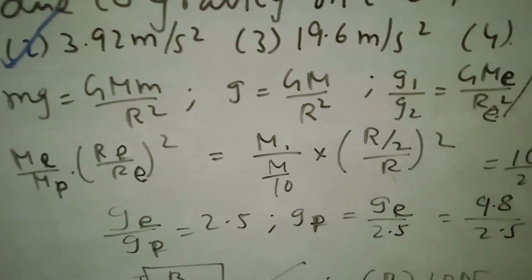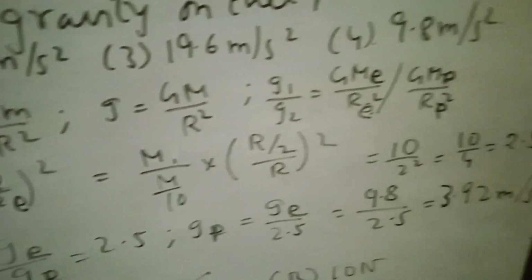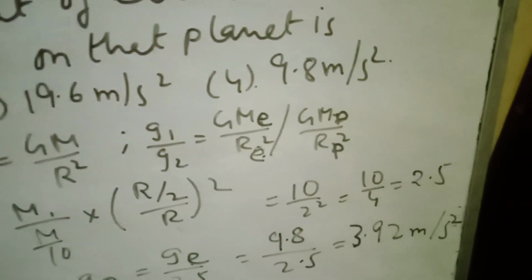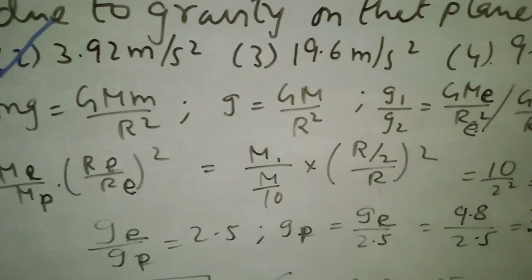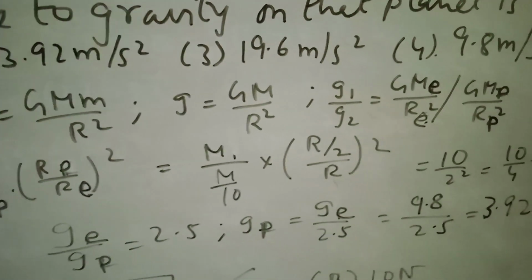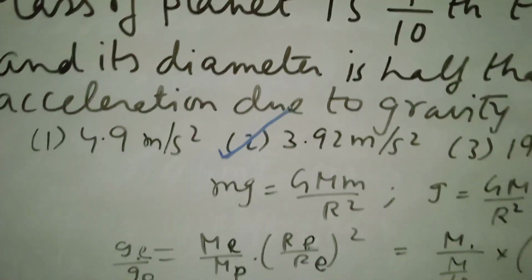As the question has told, M by 10 into R by 2 by R whole square. So 10 divided by 2 square, that is 10 by 4, equals 2.5. So here g by g_p equals 2.5, so g_p equals g by 2.5. So 9.8 by 2.5 will give you 3.92 meter per second square. So option number 2 is correct.